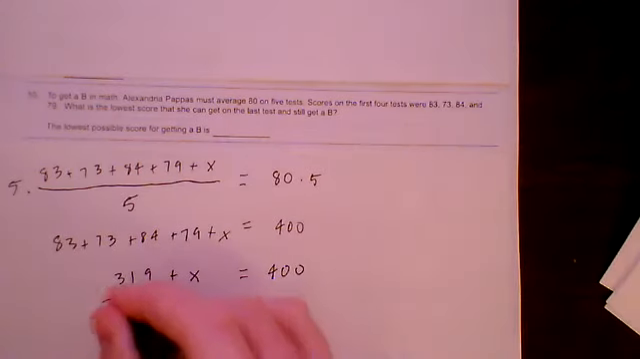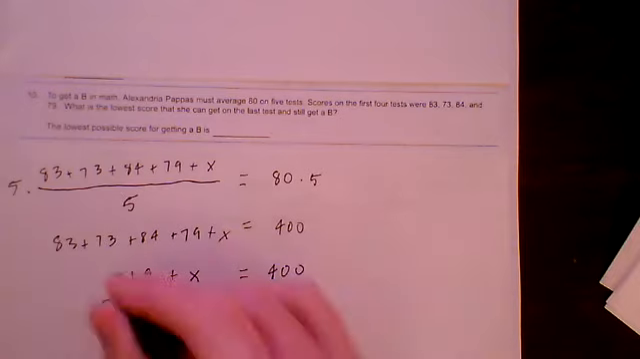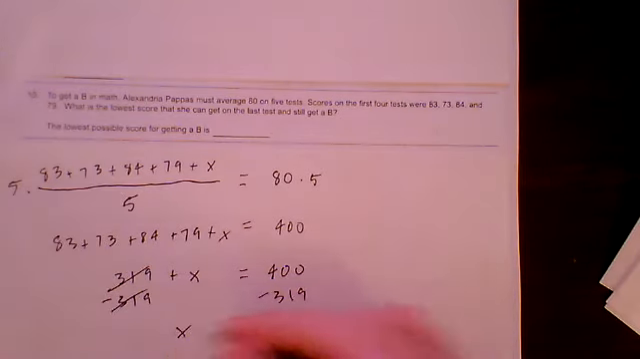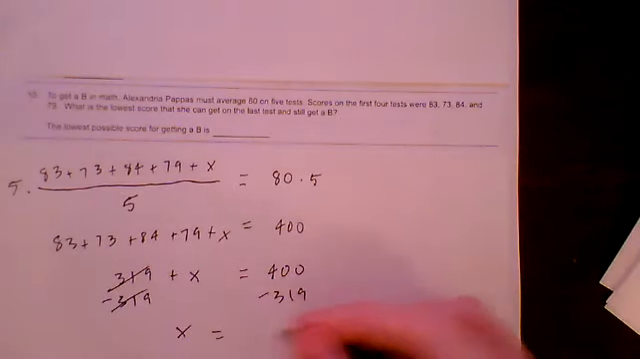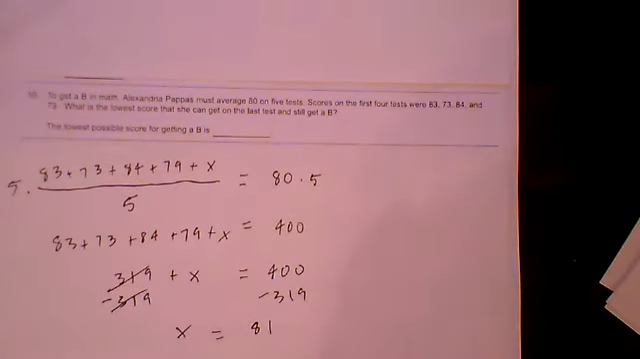And then finally, we just want to get that X by itself. So we'll move this 319 over to the other side. Gives us 81. So anytime you're asked a question about averages, add them up, divide by how many there are, and then solve based on that.